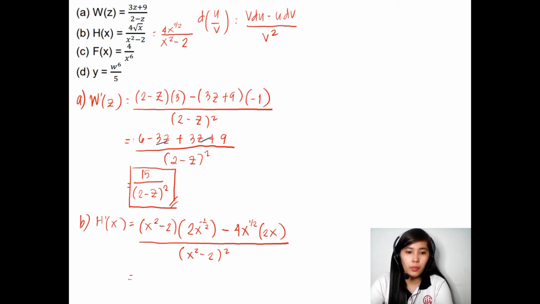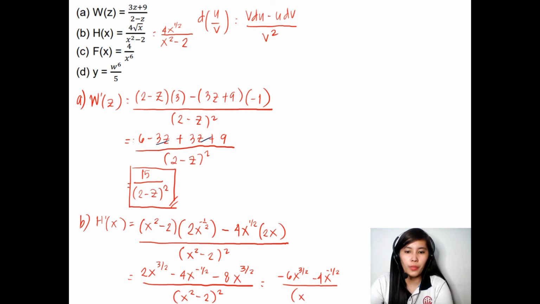So this will be 2 times x squared minus 2 times 2x raised to negative 1 half, that is 2x raised to 3 over 2 minus 4x raised to negative 1 half minus 8x raised to 3 over 2, all over x squared minus 2 squared. So 2 minus 8 is negative 6x raised to 3 halves minus 4x raised to negative 1 half over x squared minus 2 squared. So that is our answer.